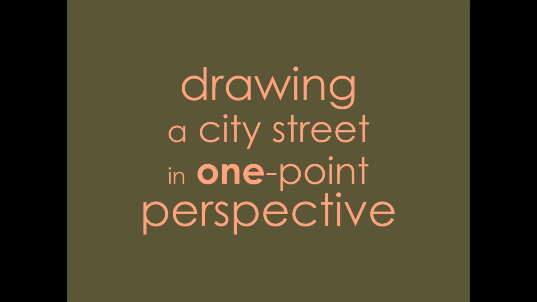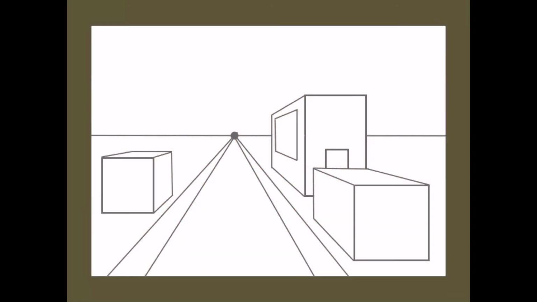This tutorial will show you how to draw a city street in one-point perspective. Your end result will look something like this. You'll draw a few simple buildings next to a road leading off into the distance toward one vanishing point.